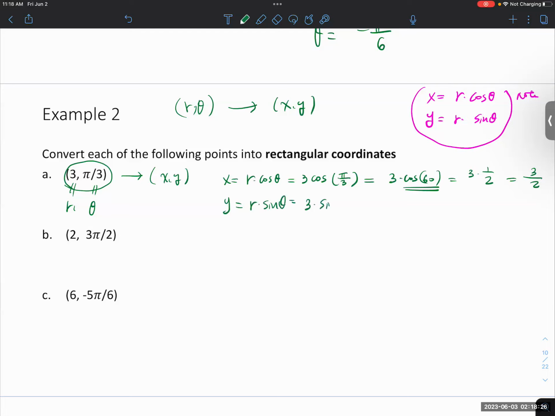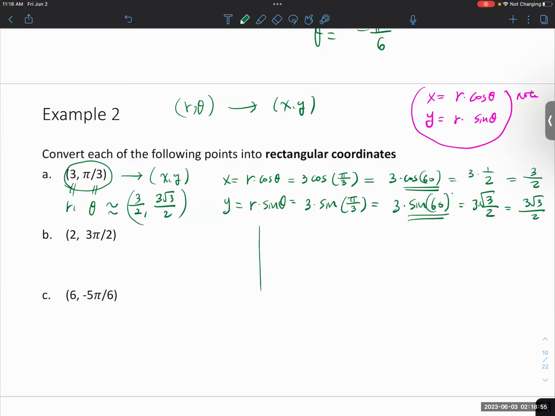So 3 times sine pi over 3. So 3 times sine 60. You can find out what sine 60 is from the table. It's going to be radical 3 over 2, so 3 radical 3 over 2. So 3 radical 3 over 2, that is y. So what happened? 3 over 2 comma 3 radical 3 over 2. This corresponds to 3 comma pi over 3.